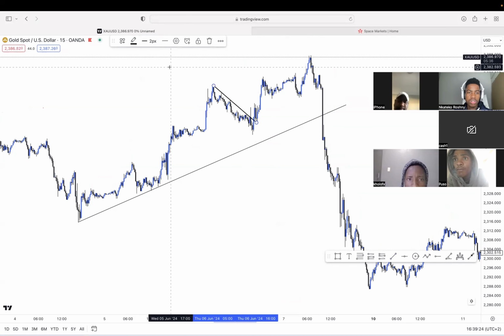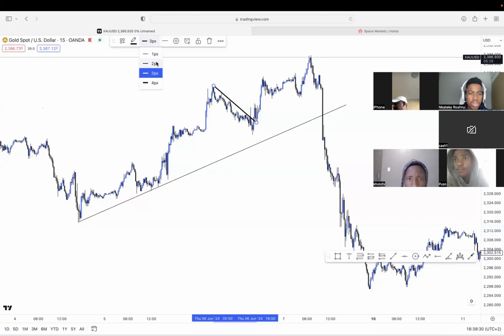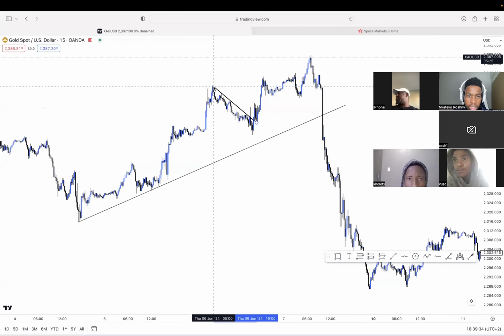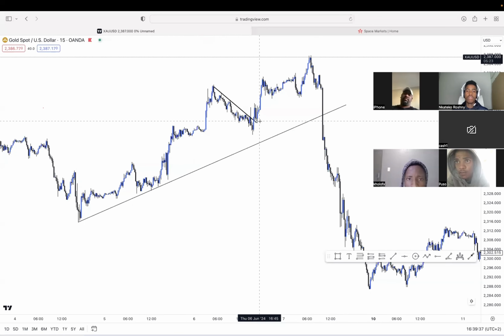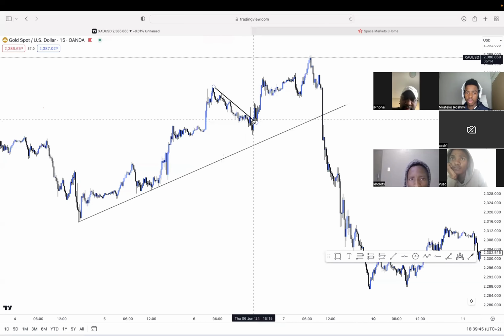2 pixels. Okay, 3 pixels. Yeah, I understand. No, 2, yeah. So let me make sure I just start it here. Yeah, and then if you're having something like this, then you start to count your touches now. How many touches are you currently having? You currently have first touch, second touch, third touch, and the fourth touch is the break.